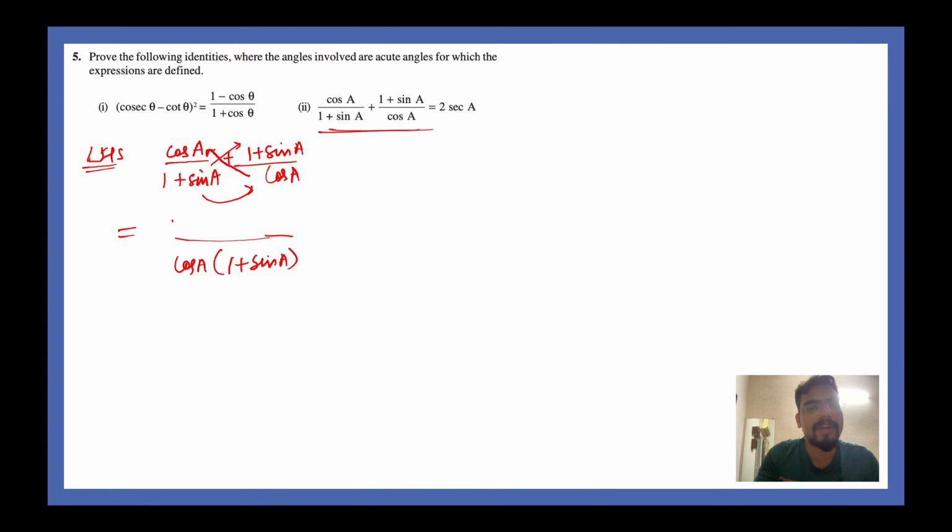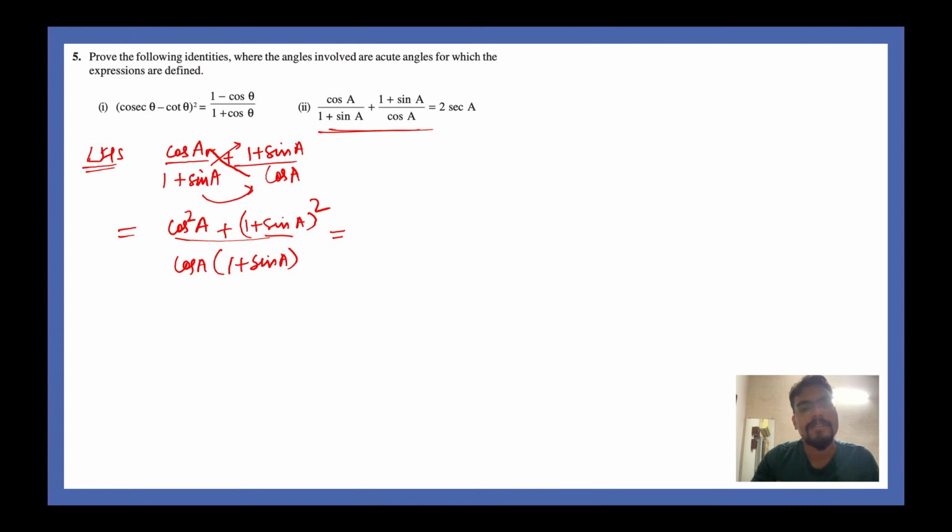In the numerator you will be left with cos square a, because cos a multiplied by cos a is cos square a, plus (1 plus sin a) whole square. Can we write that quickly? And let me know in the chat box those guys who are doing this exercise along with me.